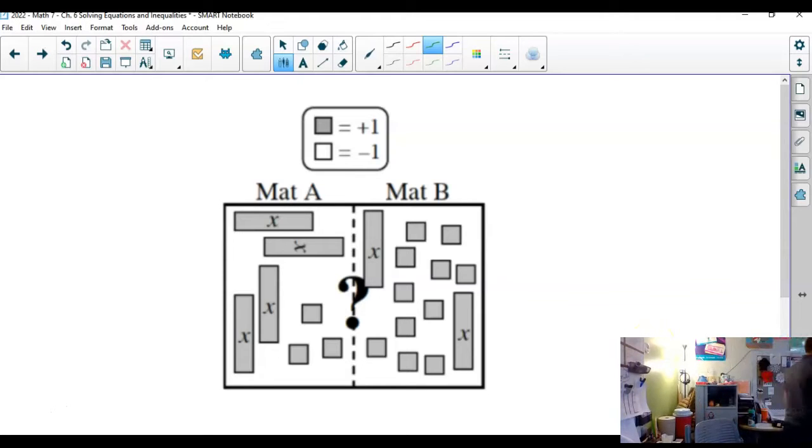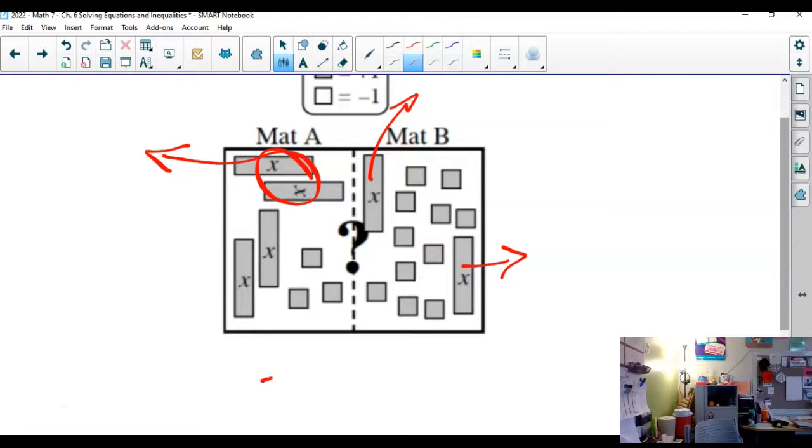So if I can't make zeros, Farah, can you tell me something I can do? You can remove 4x from mat A. Well, no, wait, 2x. I can remove 2 x's from both mats, right? So Farah says I can take these out of here as long as I take this off and this off. So the first thing we did was minus 2x to both sides. If you want to write what we're doing, you could write minus 2x from both sides.